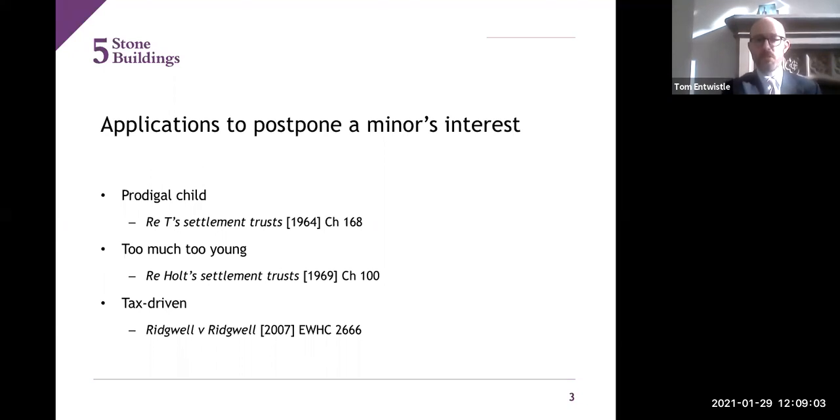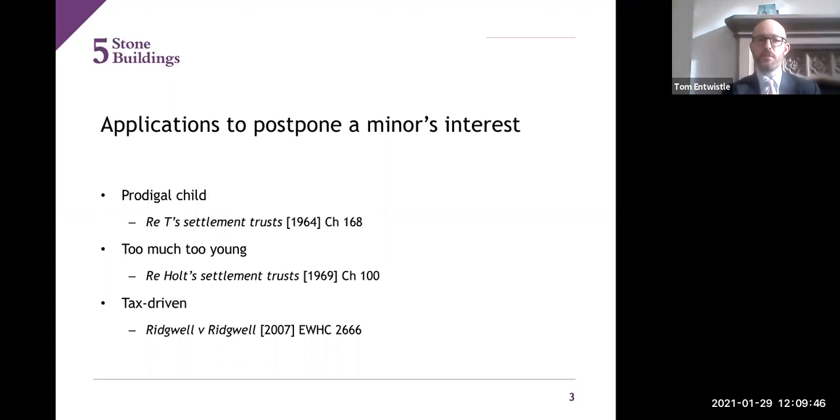Prodigal child cases are those in which the application is based on the particular personal characteristics of the beneficiary. Often the beneficiary is unusually immature or improvident, or has some particular issue such as drug use. It's in the nature of these cases that the applications are often made when the beneficiary is in their mid to late teens, and so relatively shortly before they reach adulthood. Quite commonly, an application has to be made urgently because the family suddenly realizes that their troubled child or grandchild is about to come into a substantial fortune in a matter of months or even weeks.